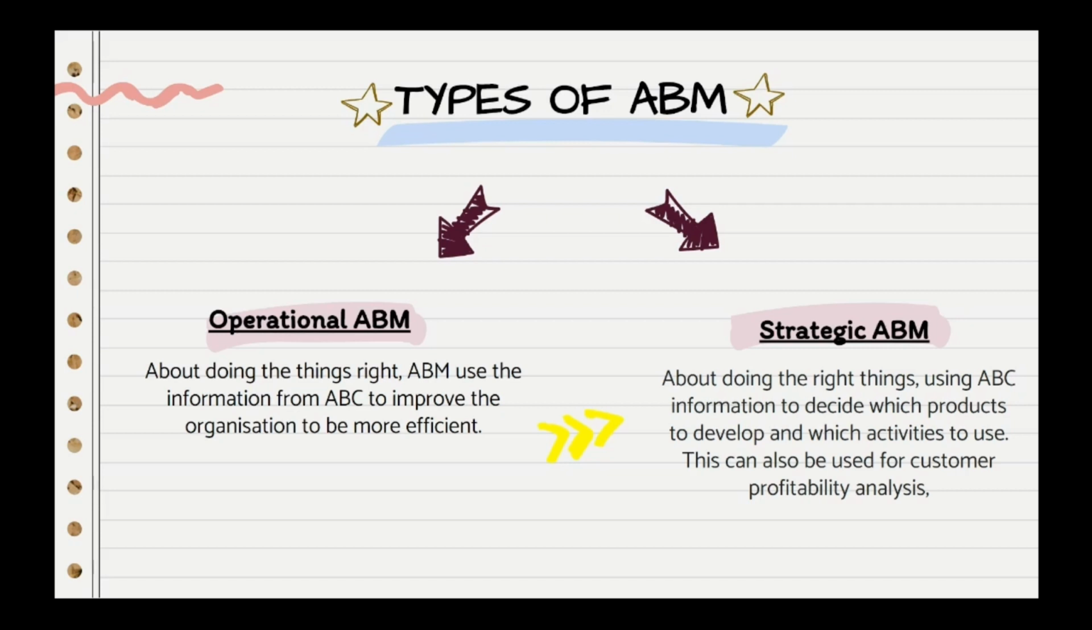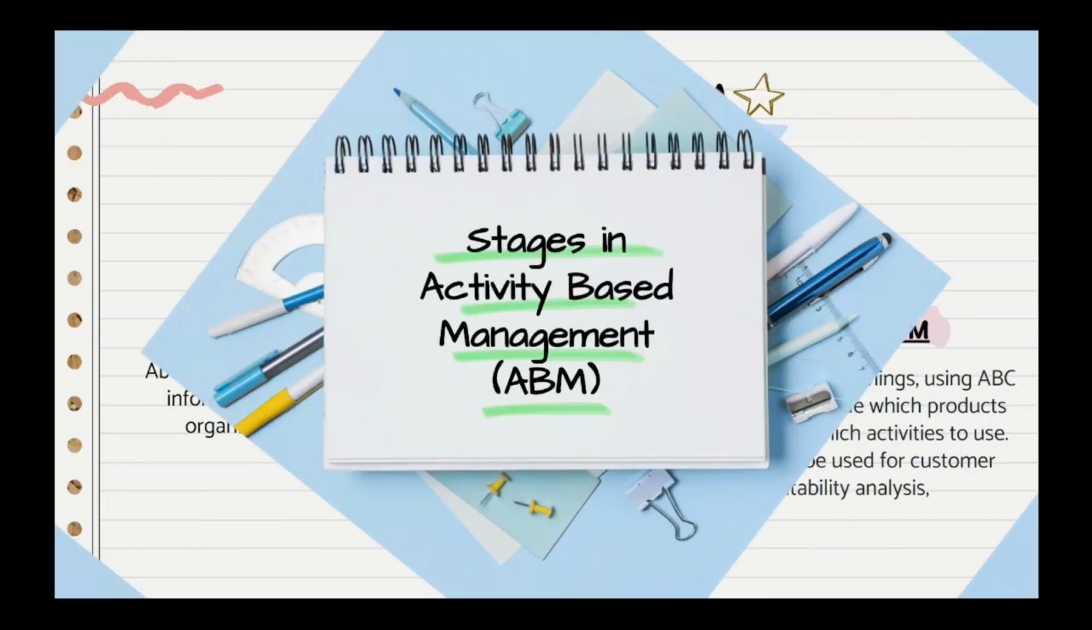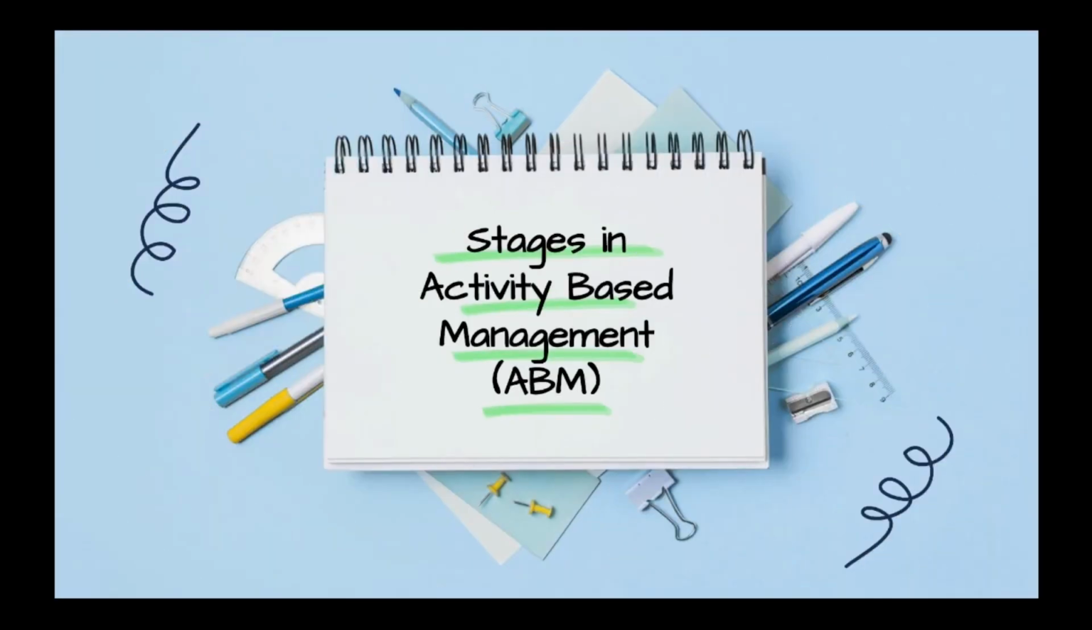Secondly, strategic ABM is about doing the right things, which essentially involves deciding which products to make and which activities to use. It is based on the more accurate analysis of product and customer profitability that ABC allows. To use ABM, we need a more comprehensive analysis that includes the stages in activity-based management.